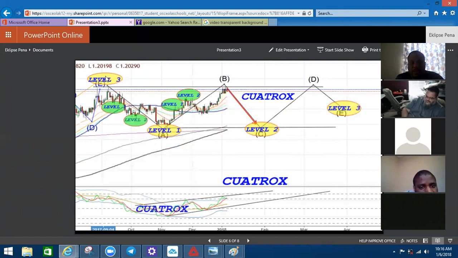So if this is level 3, this becomes level 1, consolidation, level 2, consolidation, level 3, and then it'll start a brand new trend. If you guys remember, E always starts a brand new trend, the fifth one. In between these levels are trends.